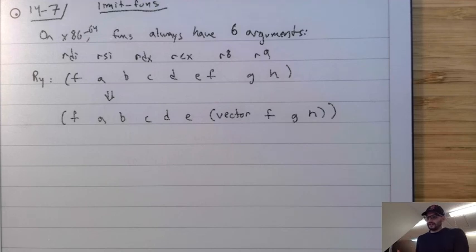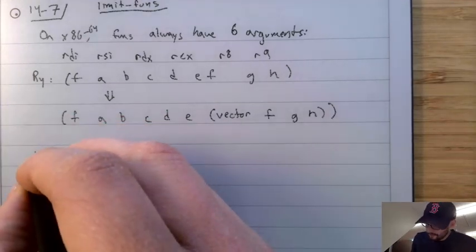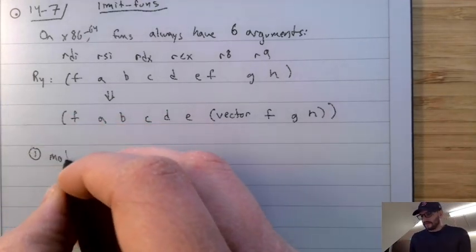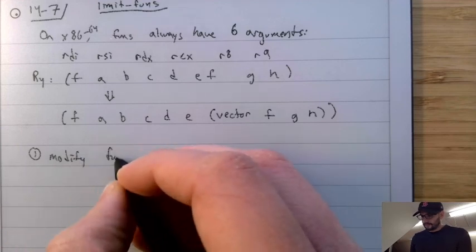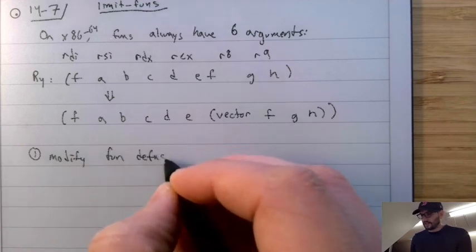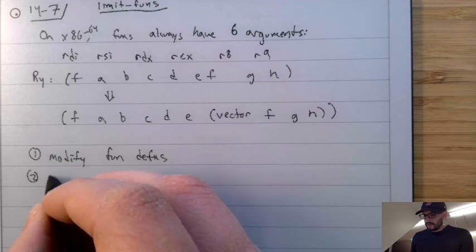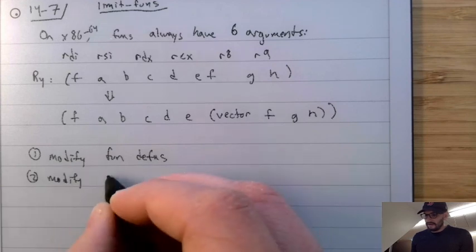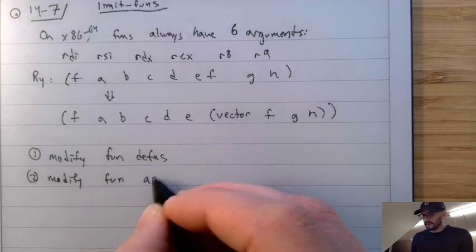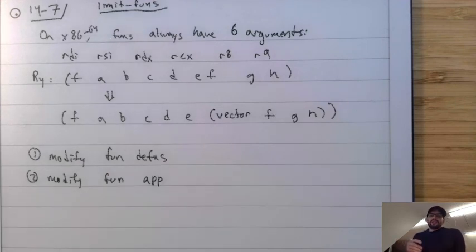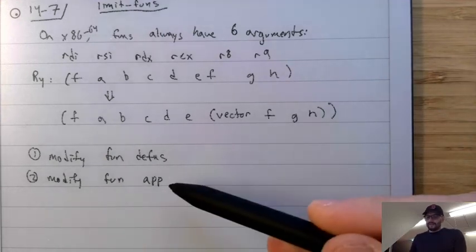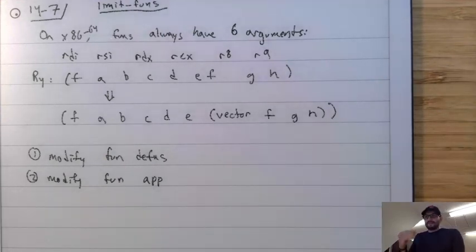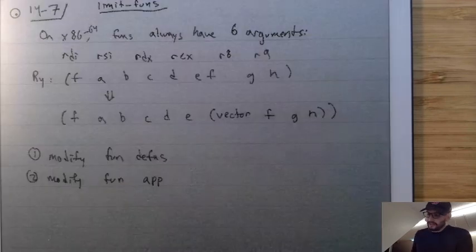Essentially, all we need to do is 2 things. So thing number 1, modify function definitions. And 2, modify function applications. Now, notice that we're going to do this to every single function. So that means that we don't need to know which function we're actually calling when we modify the applications. We just need to know the fact that it is being called with more than 6 things. Okay, so here's how it works.